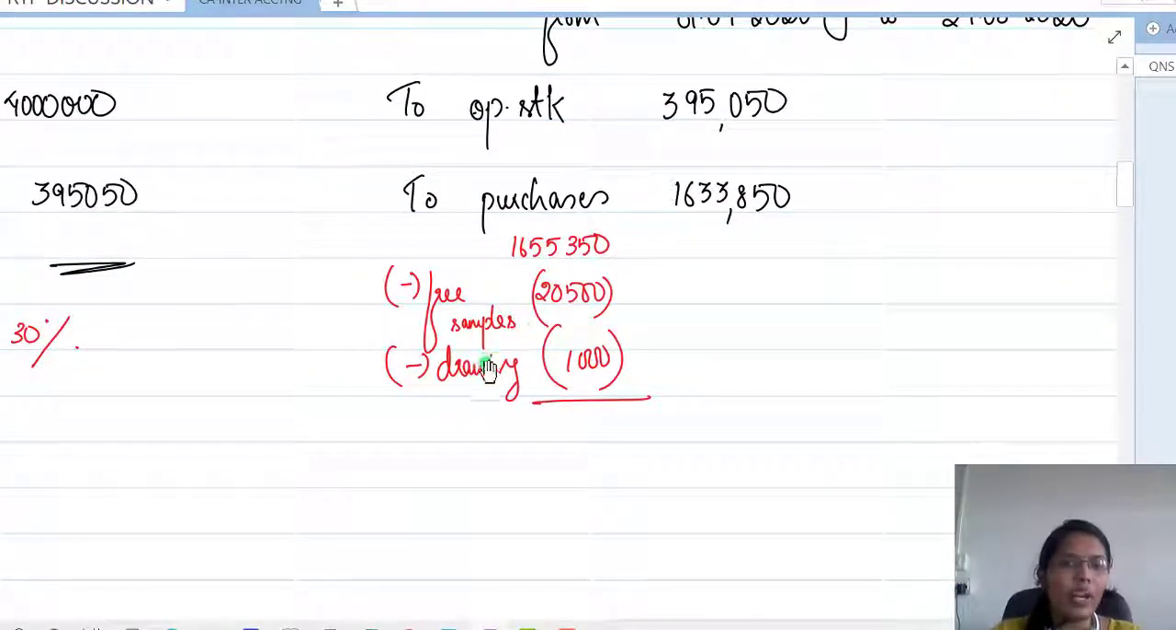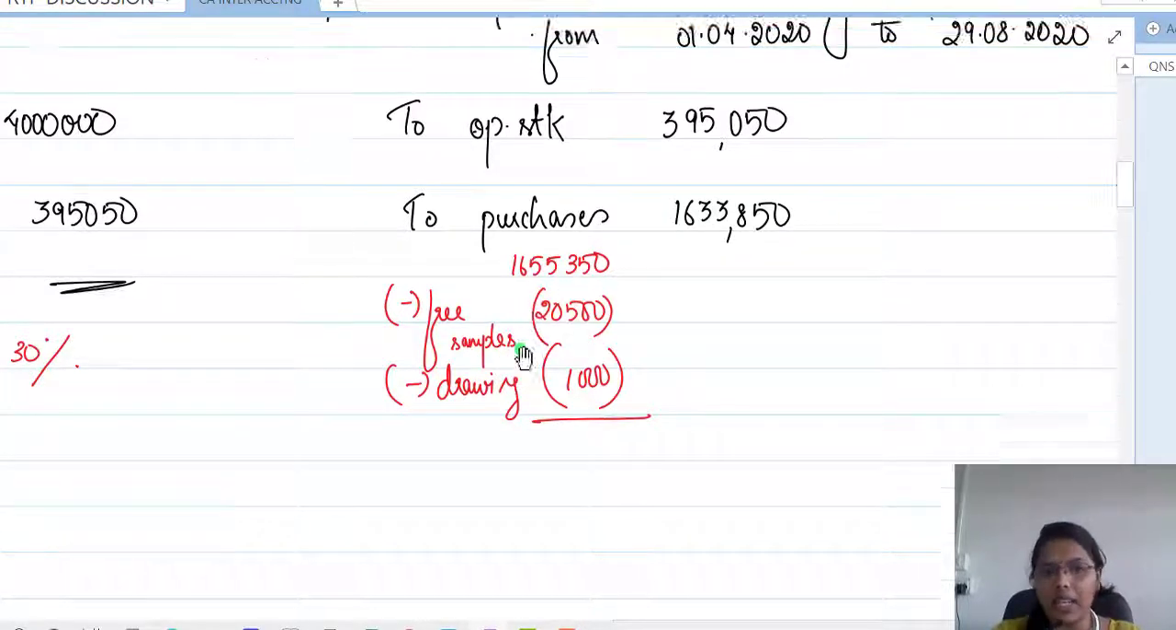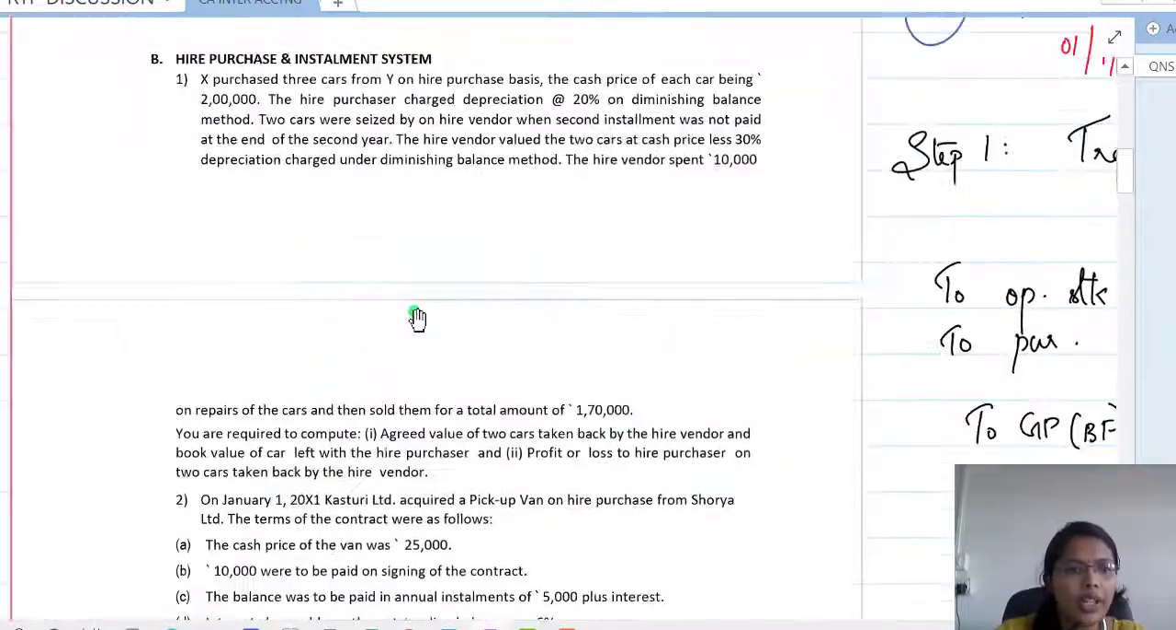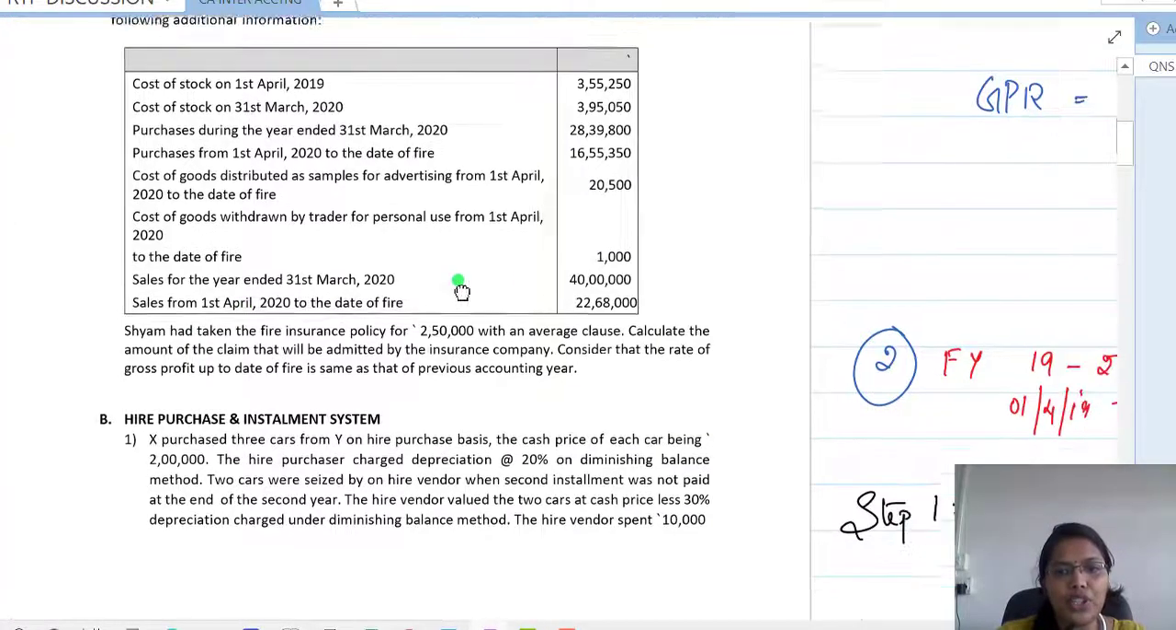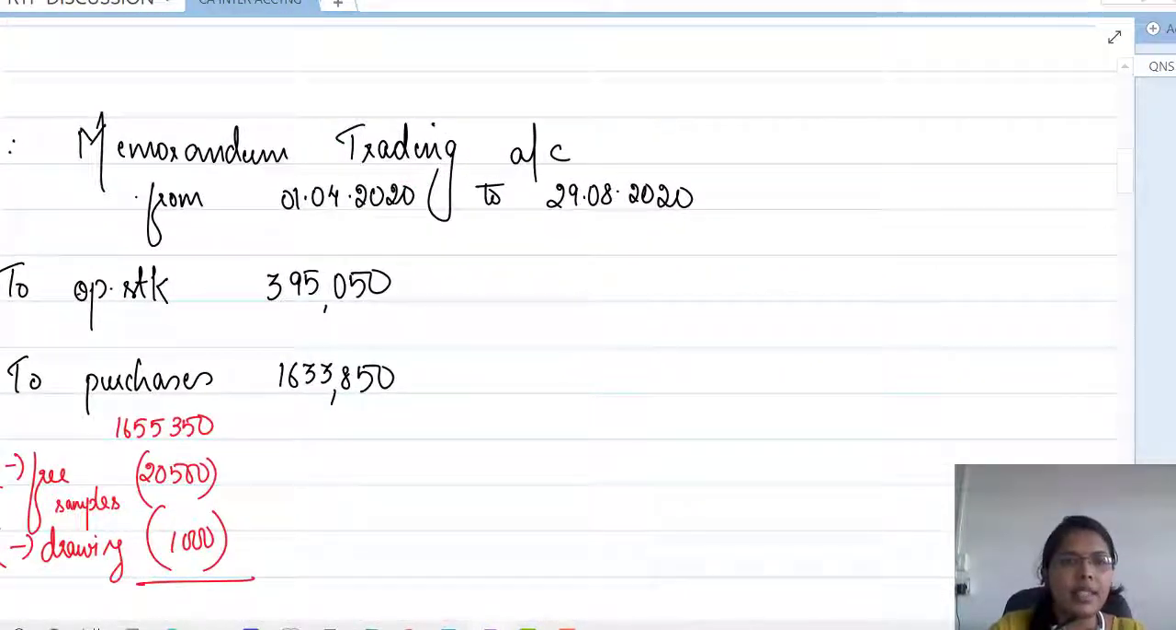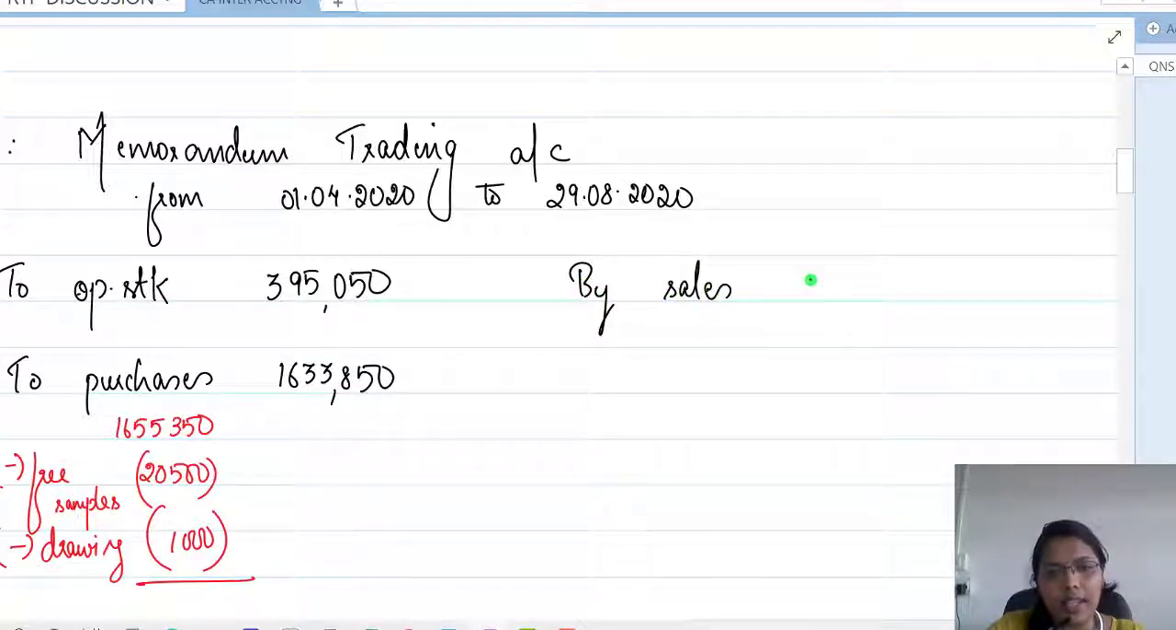The other two items which we have deducted will go to, one to the balance sheet and one to the P&L account. So we have recorded the actual purchases. Then we have sales to be recorded for the period 1st April to date of fire, which is 22,68,000. So by sales 22,68,000.